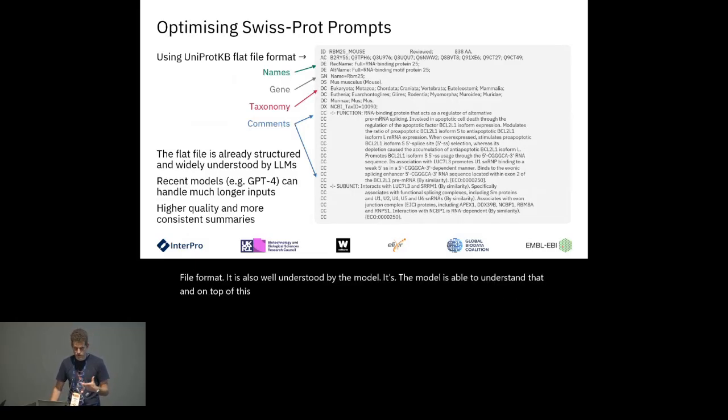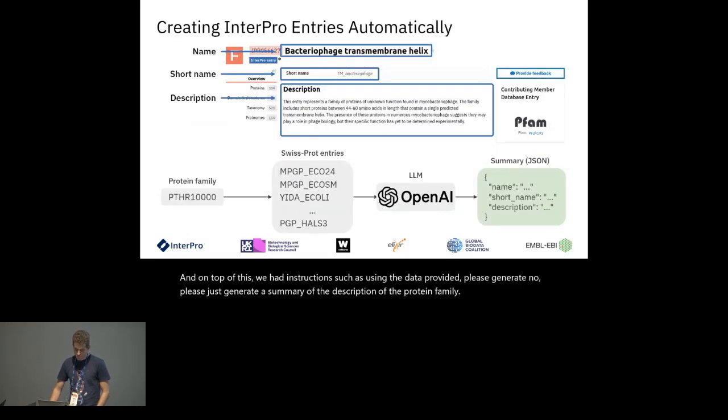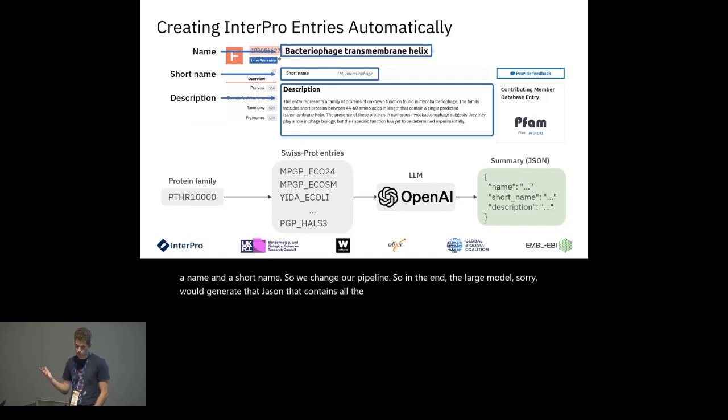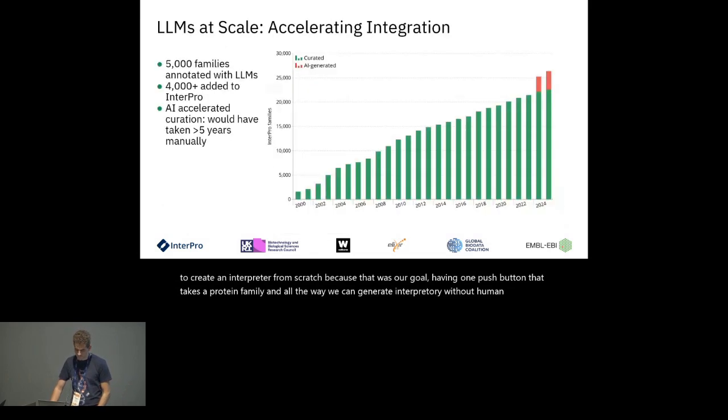On top of this, we added instructions such as: using the data provided, please generate a summary of the description of the protein family. Of course, InterPro entries, as I mentioned before, don't just have a description. They also have a name and a short name, so we changed our pipeline. In the end, the large language model would generate a JSON that contains all the information we need to create an InterPro entry from scratch, because that was our goal: have a one push button that takes a protein family and generates an InterPro entry without human intervention. So that's what we did.